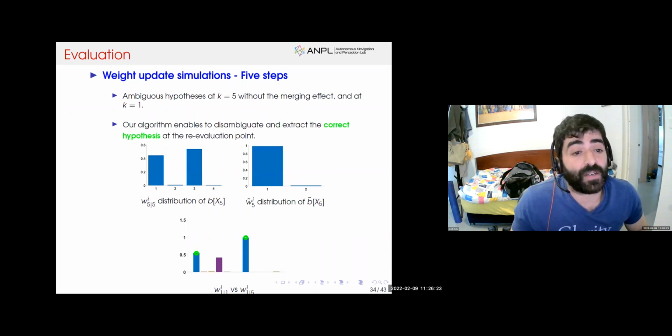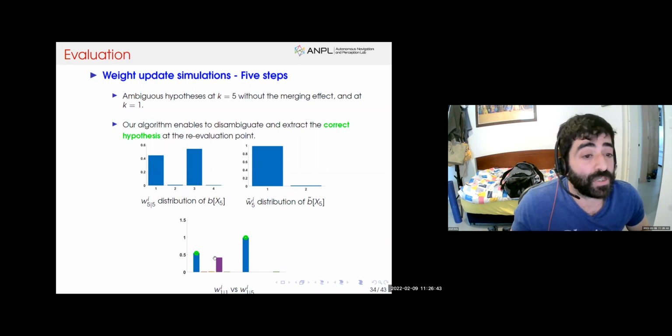If you examine our weight distribution at k equals 5, we can see that we have 4 hypotheses, as marked here, where we can distinguish between the weights of hypotheses 1 and 3. Both of these hypotheses have a substantial weight. The plot below shows the weight distribution at the reevaluation point. On the left side, we can see the original weight, which is over here. Here again, the purple and the blue hypotheses have solid values.